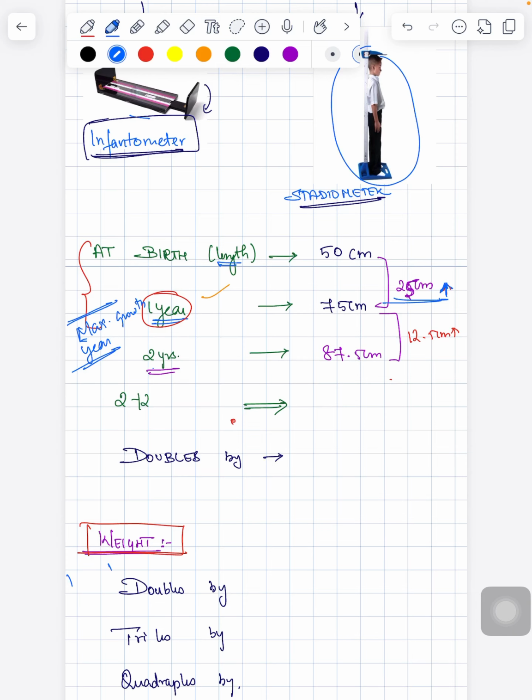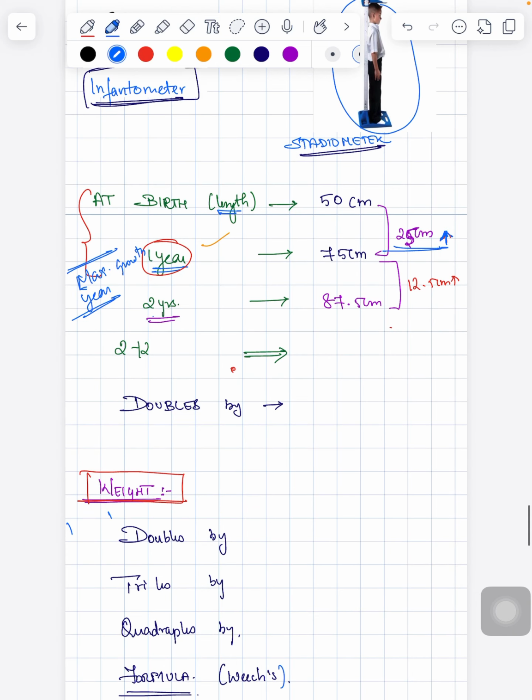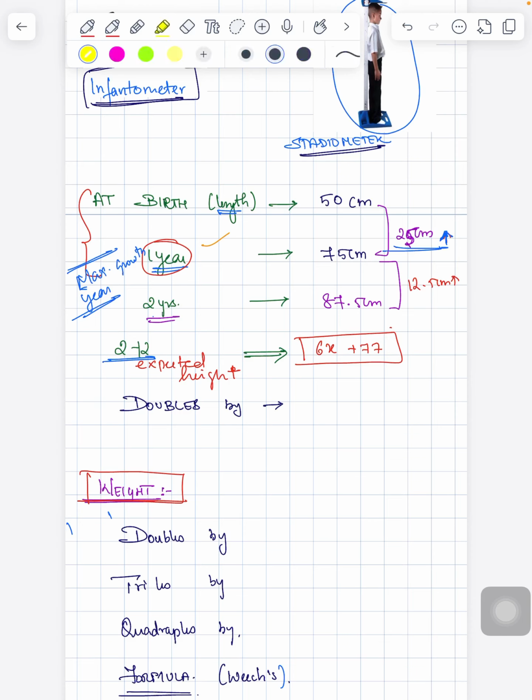Next, how do you calculate height of the child between 2 to 12 years of age? By using a formula. The expected height is calculated by using the formula, and everybody knows it, it's your Weech formula. It is 6x plus 77, where x stands for the age of the child in years, right?